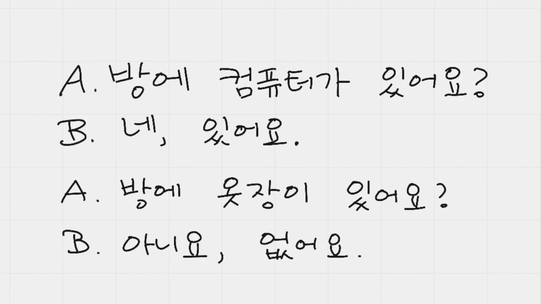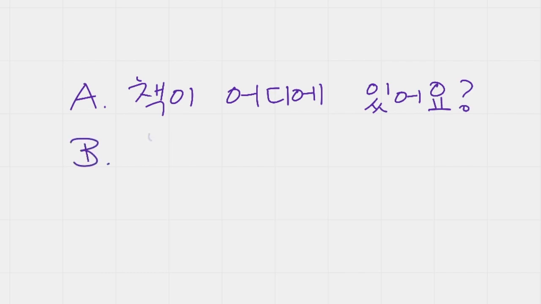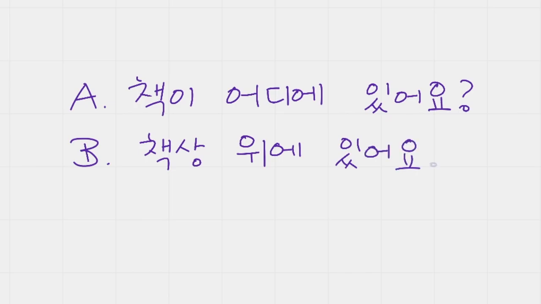Okay, next one. A person: 책이 어디에 있어요? B person: 책상 위에 있어요. 책이 어디에 있어요? 책상 위에 있어요. Where is the book? It's on the desk. It's on top of the desk. Okay.